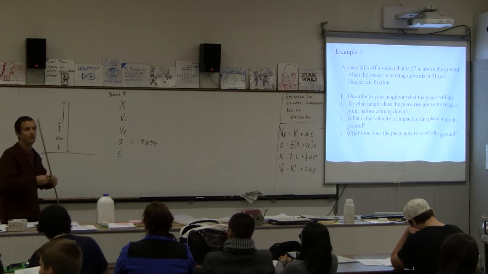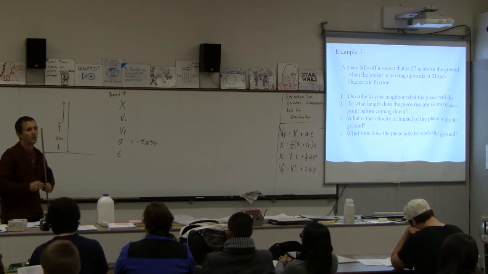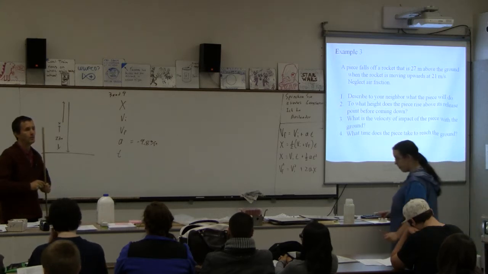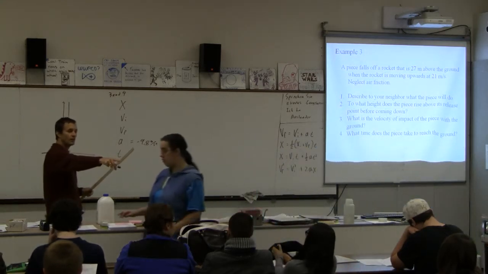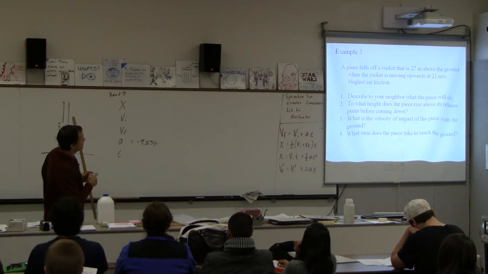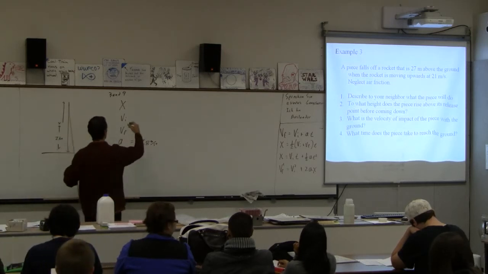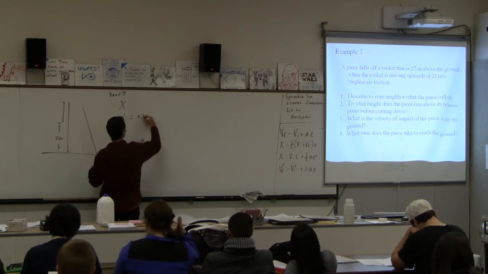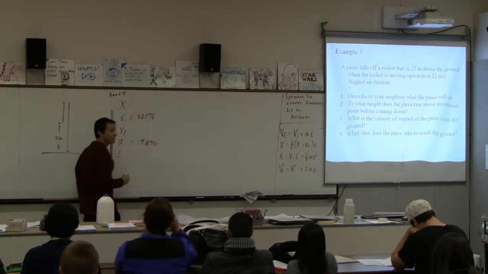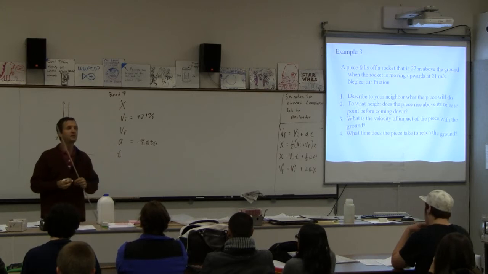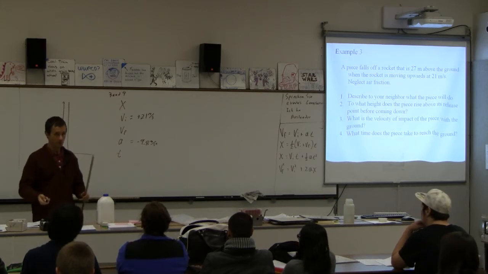What else do we know? The initial velocity is? Do you say 21? Yeah, there we go. It's going to be going up with the rocket, right? Positive 21 meters per second. So we assume it's got the same velocity as the rocket had.